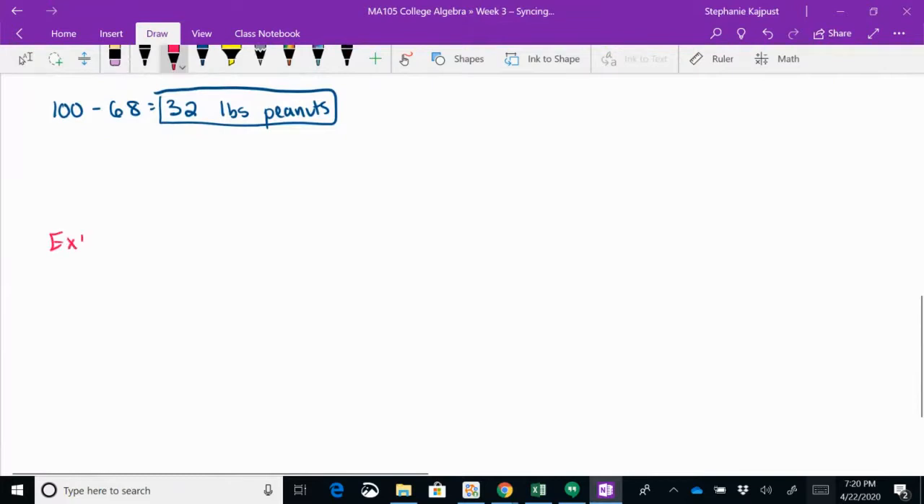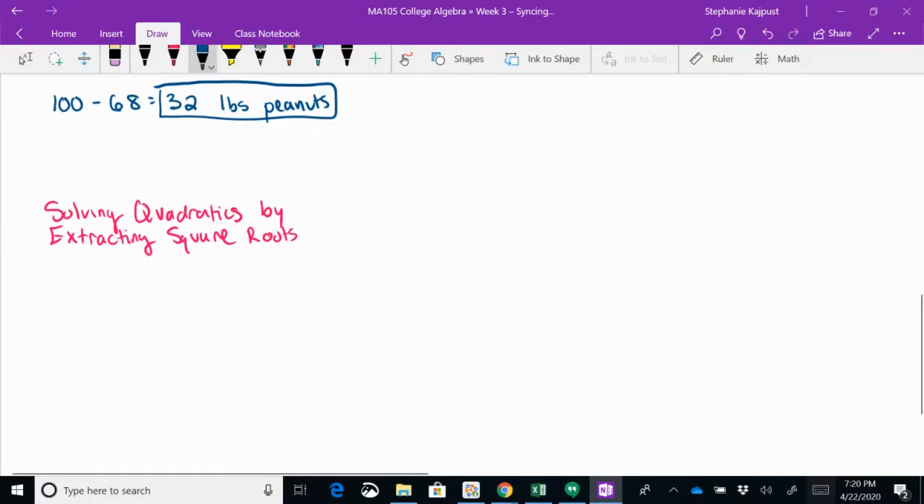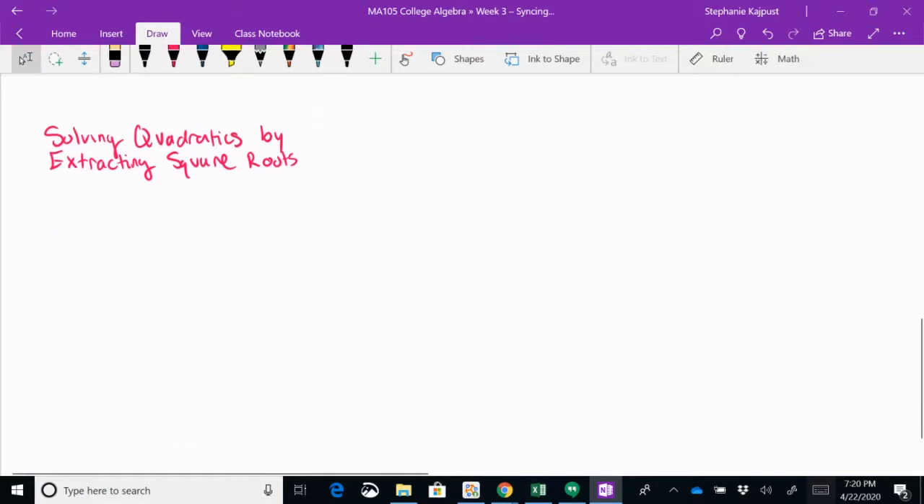So this is called extracting square roots. This is really solving quadratics by, the book uses the term extracting square roots. I usually just say taking square roots because that's what you're doing. You're taking a square root of an equation, and it's actually not too bad at all. It's really not so bad. So I'll do a simple type.